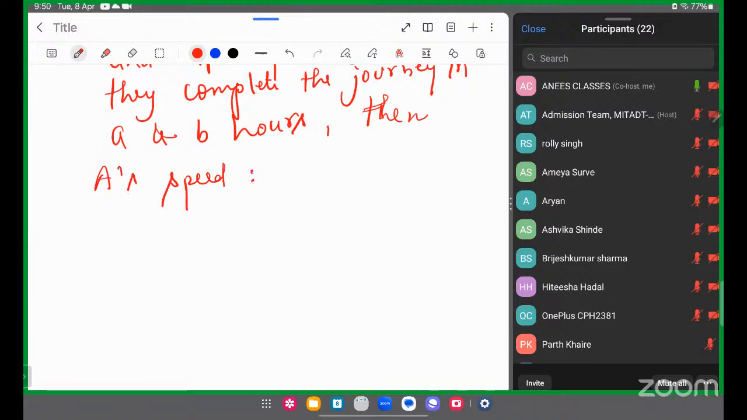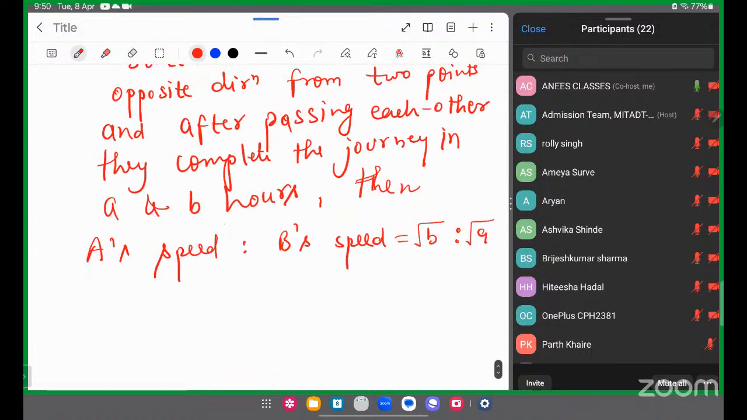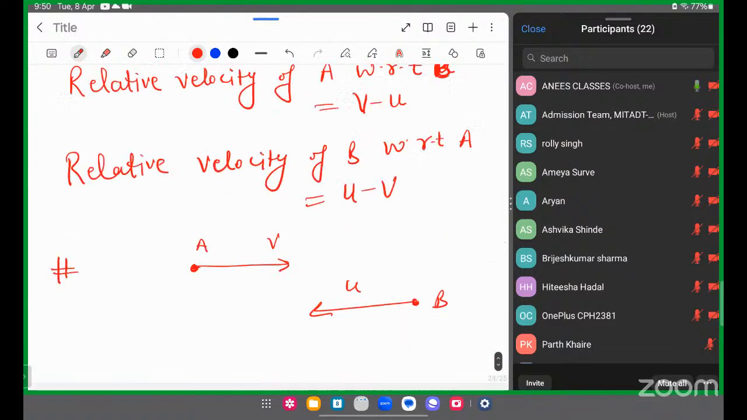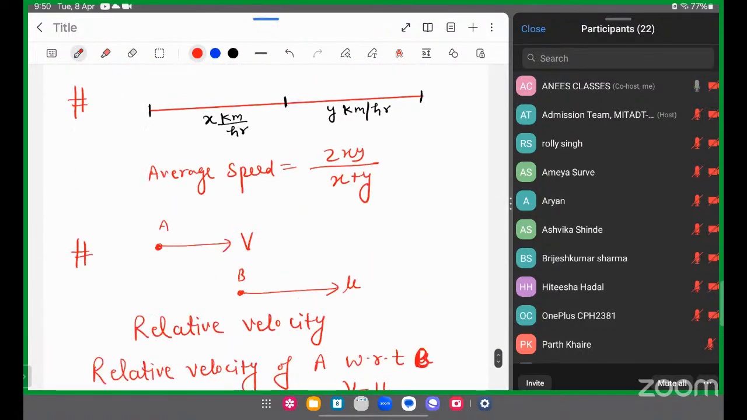Speed of A to speed of B. So this will be given by direct root B to root A, where A complete its journey in A time and B complete its journey in B time. So ratio of their speed will be square root of B to the square root of A. So these are certain few points which can be remembered. And now we can directly solve the question.